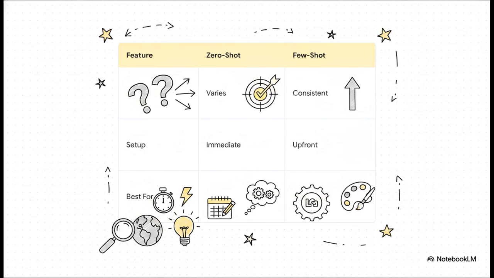If we look at them side by side, accuracy with zero-shot can definitely vary if the task is too specialized or uses company jargon. Few-shot, though, incredibly consistent. Setup time is basically instant for zero-shot, whereas few-shot definitely requires some upfront effort to write and test your examples. The final verdict? Zero-shot for quick exploration and standard tasks, few-shot for custom formats and pinpoint precision.